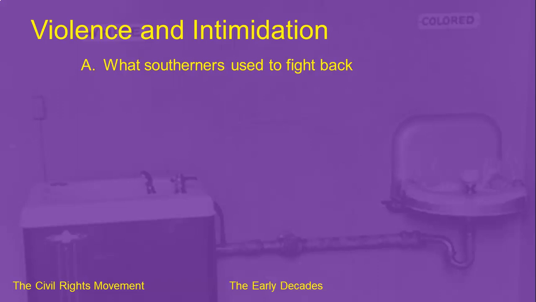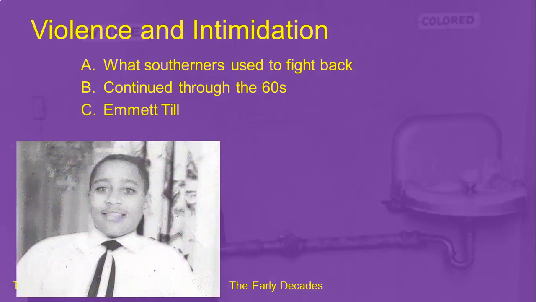White Southerners who supported the segregation system used violence and intimidation to fight back against these protesters. They used the violence and intimidation to try to keep African Americans in their place, so to speak. And it happened since the end of Reconstruction. It continues in mass through the 1960s. There are some people who still use it today. In the 50s, one of the people who became a victim of that violence is this young man, Emmett Till.